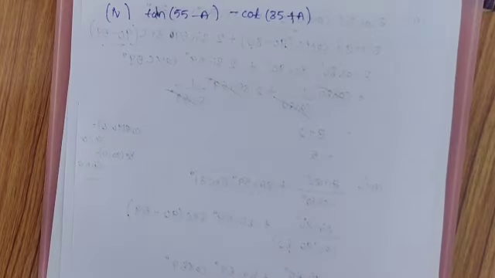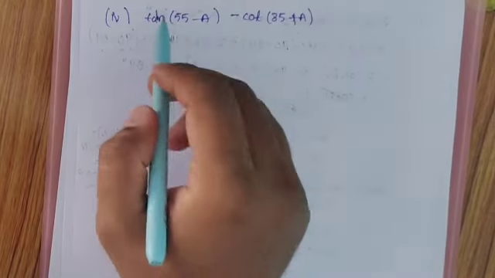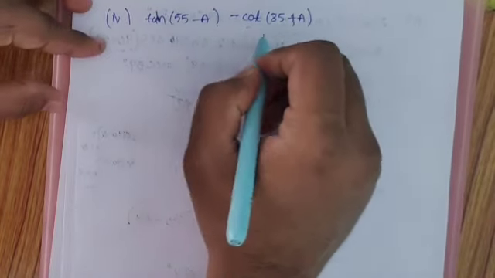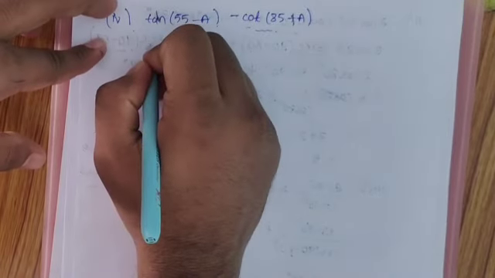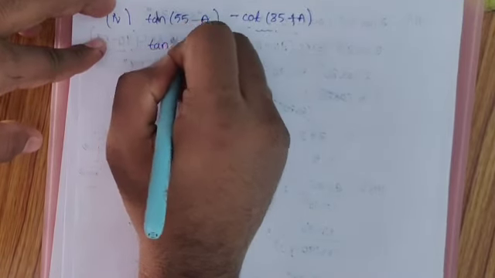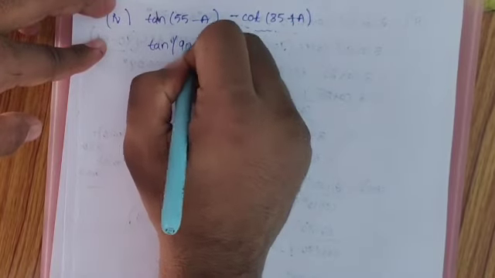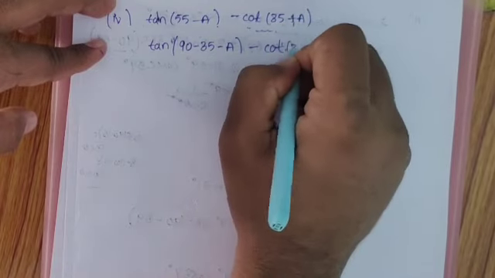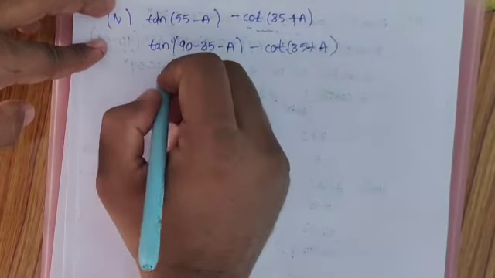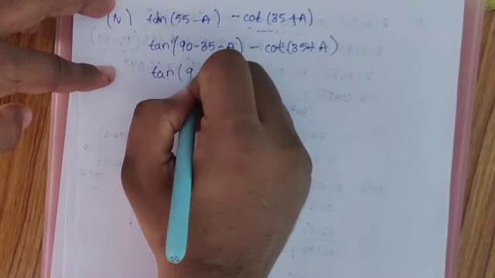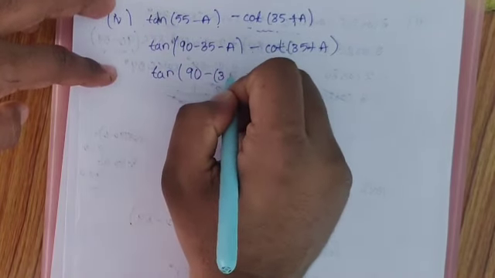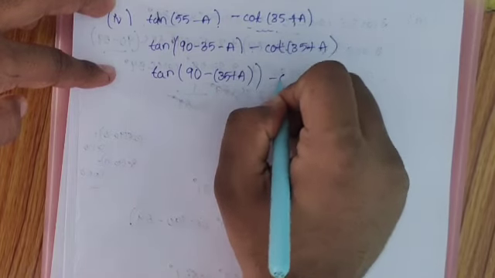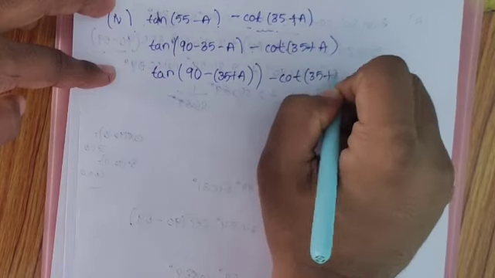Now fourth question. If you observe question number 4 here, tan of (55 minus a) minus cot of (35 plus a). We need to change this. Here I will change tan: 55 can be written as 90 minus 35, so tan of (90 minus (35 plus a)) minus cot of (35 plus a), which remains as it is. If we take minus common here, the remaining thing is 35 plus a.